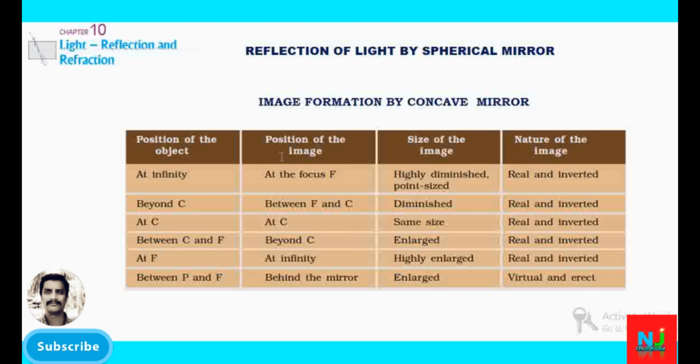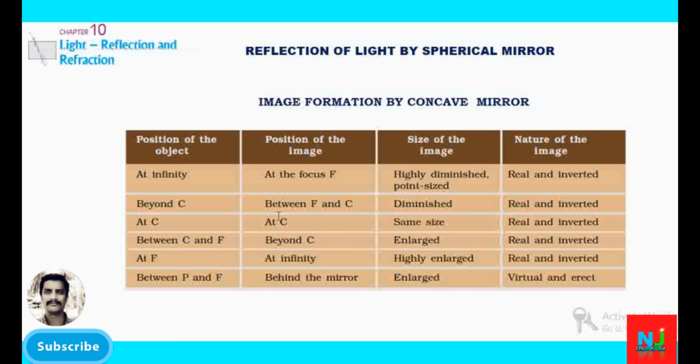If the object is kept at infinity, the position of the image is at the principal focus, and the size of the image is highly diminished, point size. Because the object is at infinity, a parallel beam of light after reflection converges to the point of the principal focus on the principal axis. So therefore we get a highly diminished point size image. The nature of the image is real and inverted.